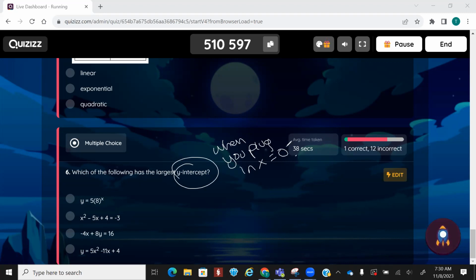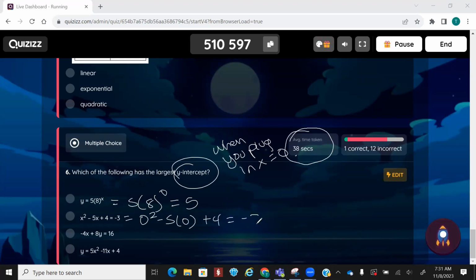Here's another thing that kind of bothers me. Only 38 seconds were spent on this question. So what's going to happen is we're going to plug in a 0 for all of our x's and see what we get out. If I plug in 0 here, I would get 5 times 8 raised to the 0 power, which would give me 5. Over here, if I plug in 0, I'm going to get 0 squared minus 5 times 0 plus 4, which equals 4.